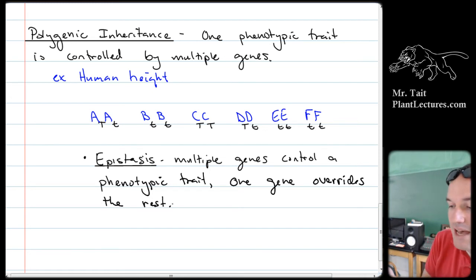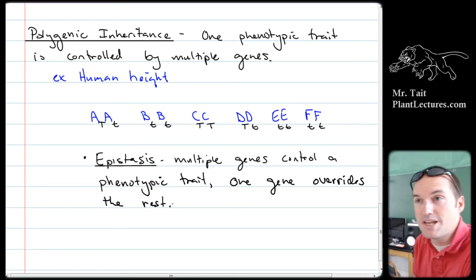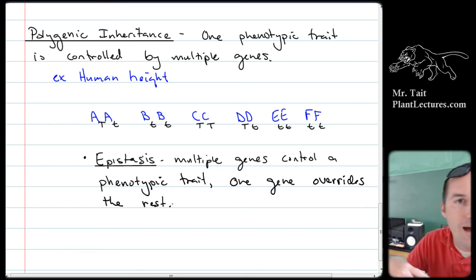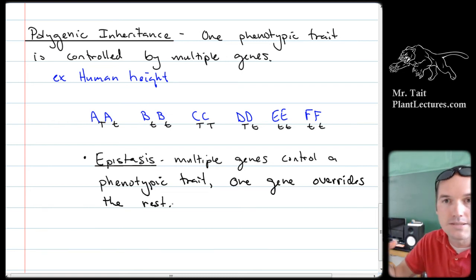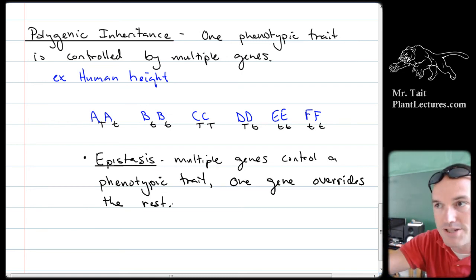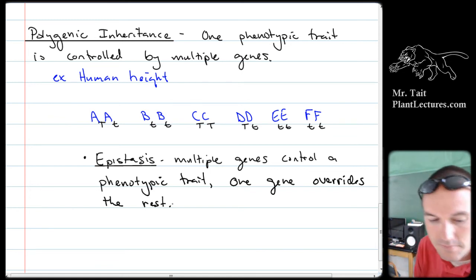In which case we would say the hair color is controlled by multiple genes, but the attachment gene overrides the coloration gene because it determines whether or not that pigment gets to attach to the hair at all. Does that make sense? Okay.